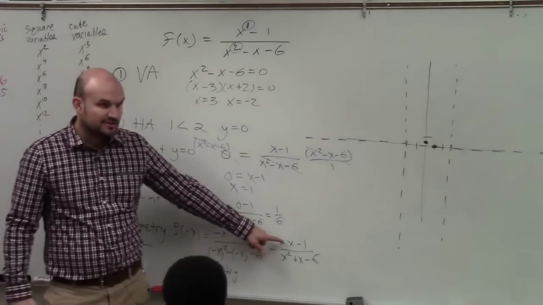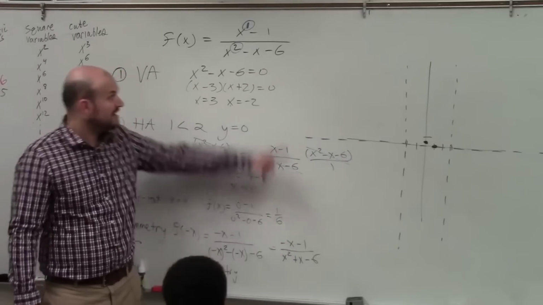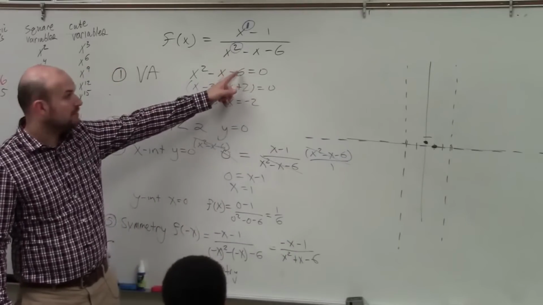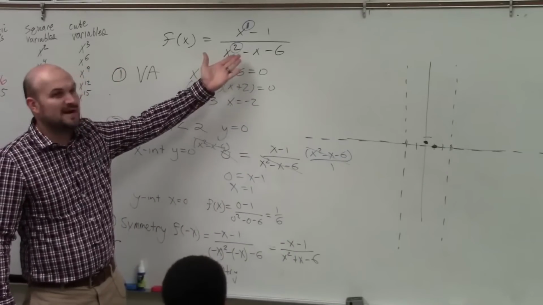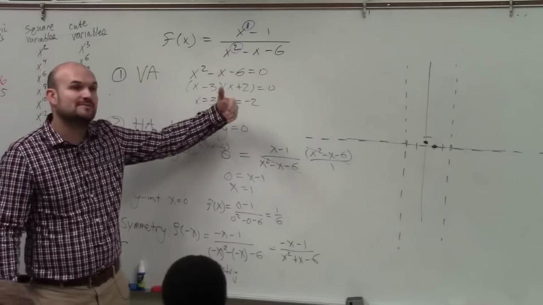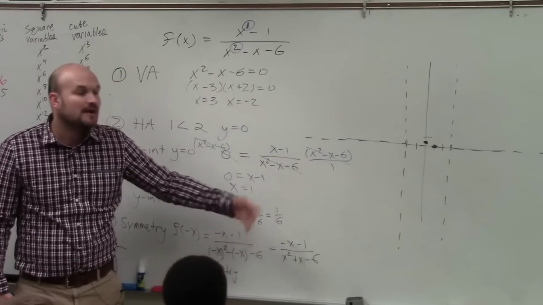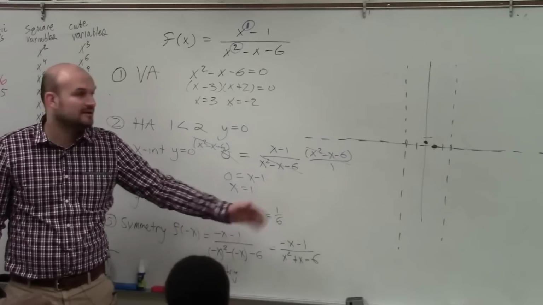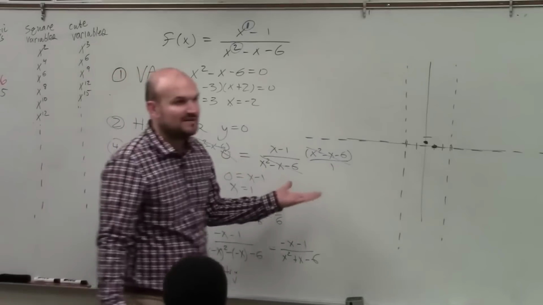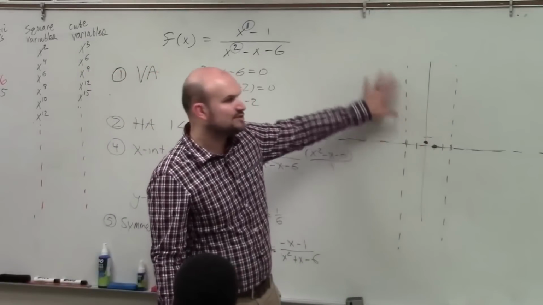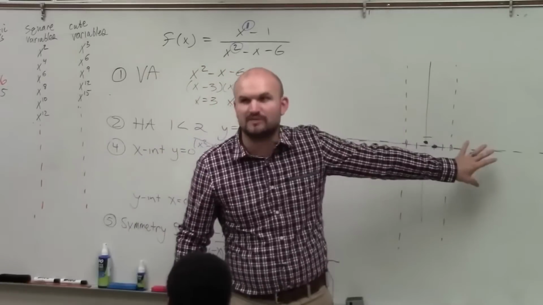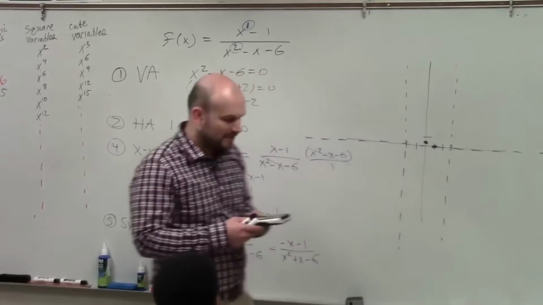So here, when I plug in negative x and simplify, do I have the exact same function? No. Do I have the exact same function, but with everything being the opposite sign? No. So there's no symmetry. It's neither an even nor an odd function. However, there will be examples when you have even or odd. And what's nice about even functions is you can just graph the left side and then flip it over.